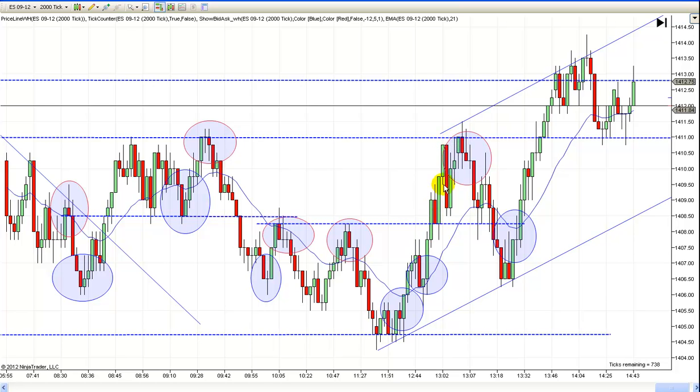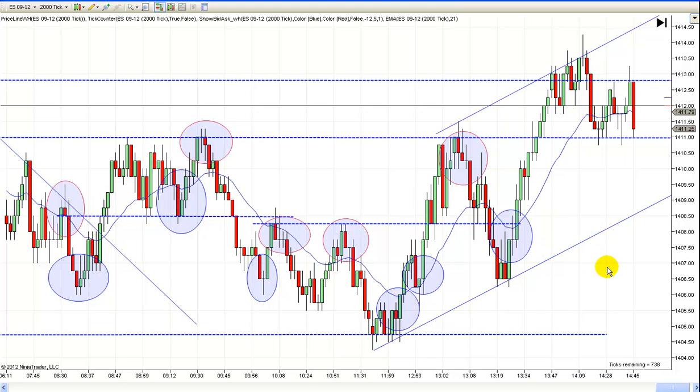So that tells you how strong this move up was and how quickly it was. It wasn't really that strong. There's still a lot of selling. It just happened fast. All the buying and the selling transpired really quickly.